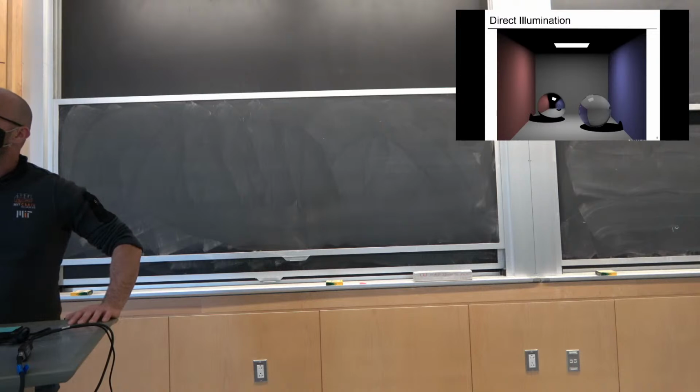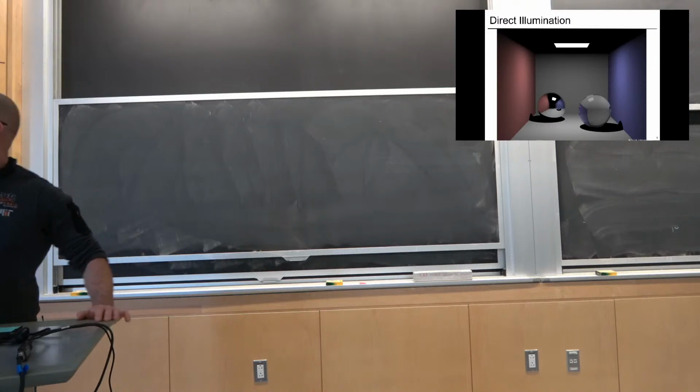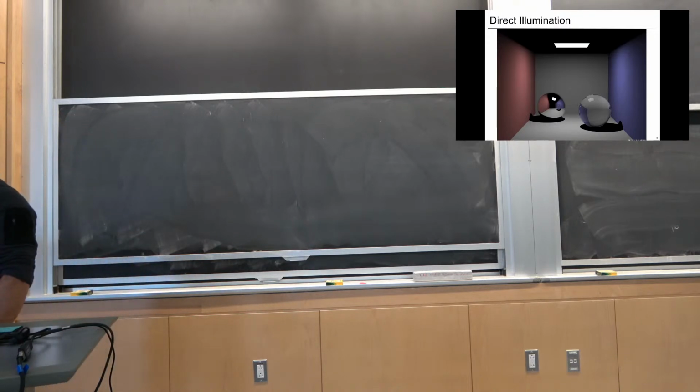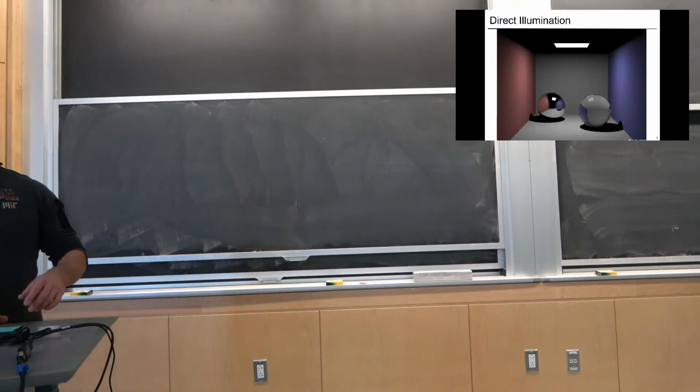What's this scene called, by the way? Anybody remember? Oh, they're learning. Oh, that's great. Yeah, it's the Cornell box. That's right. What do we notice about this Cornell box? It's really dark. Yeah, that's absolutely right.